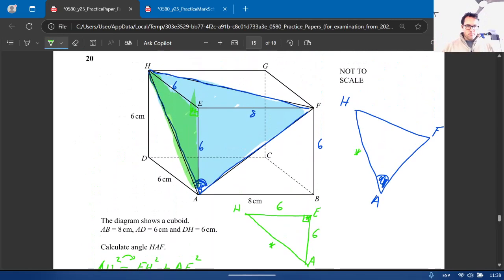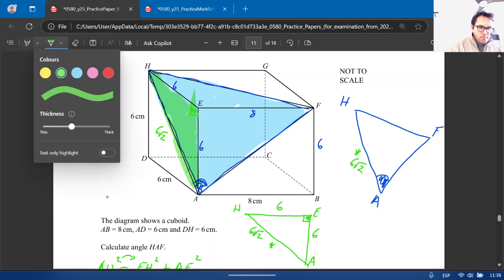So we now know that this is 6 square root 2. So we've got one side of our triangle. Right, now we can do the same. Let's go on to here.